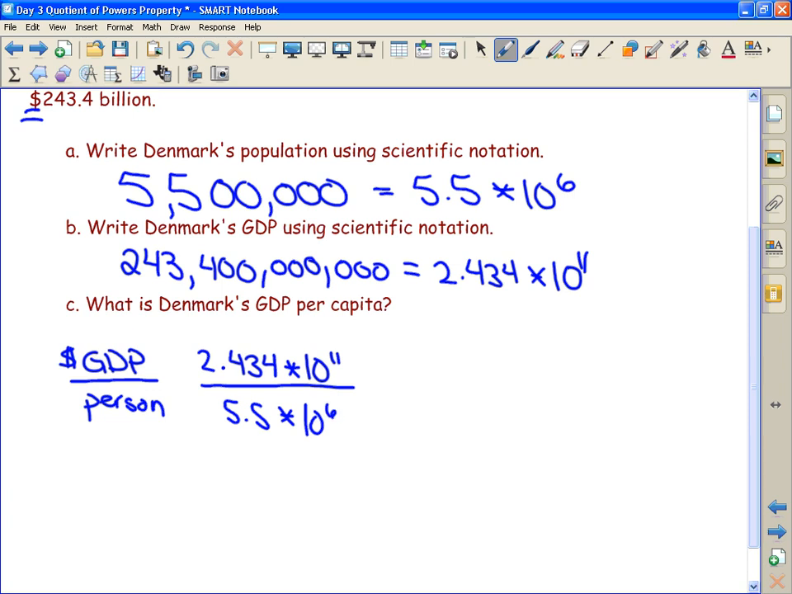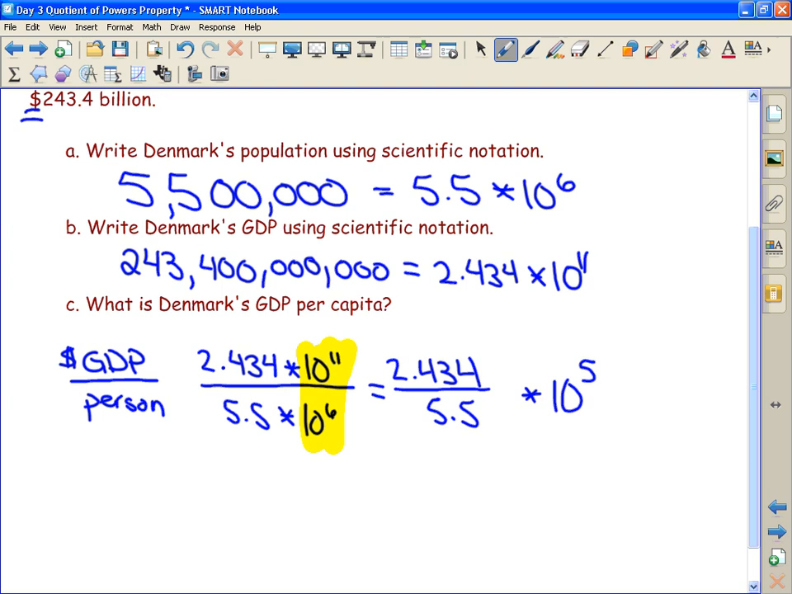Now, I could go ahead and put that into my calculator. Chances are I'm going to mess it up. I'm not going to use parentheses. So let's make our life simple. We know a shortcut here. We can take 10 to the 11th and 10 to the 6th and subtract those two exponents to get 10 to the 5th. Which then leaves us with 2.434 divided by 5.5. That is much easier to put in my calculator, and I am confident that I'm not going to make any silly mistakes.